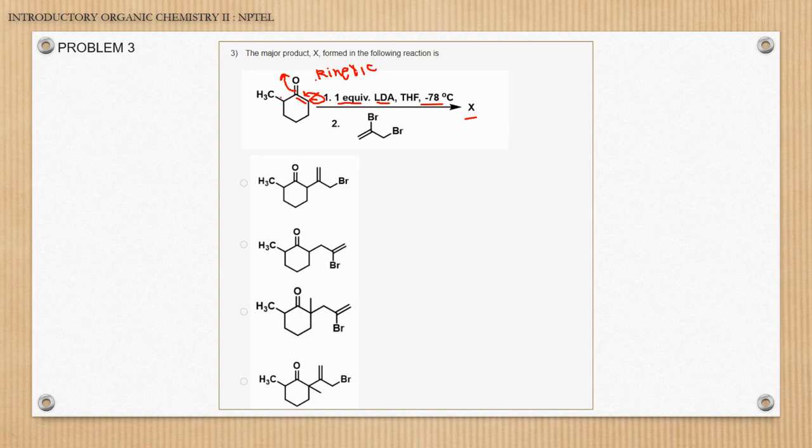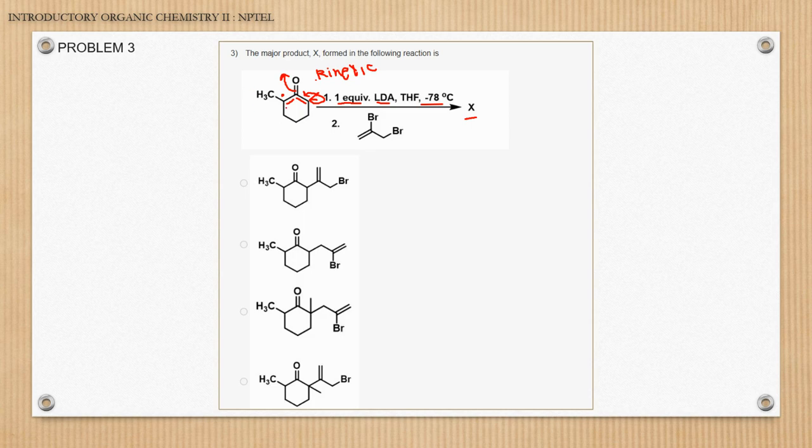But if you abstract a proton from this position, then what will happen? The double bond is going to generate at this position. So it is a more substituted double bond, and according to the Saytzeff rule, more substituted double bonds are more stabilized. So here a thermodynamic enolate is getting generated.